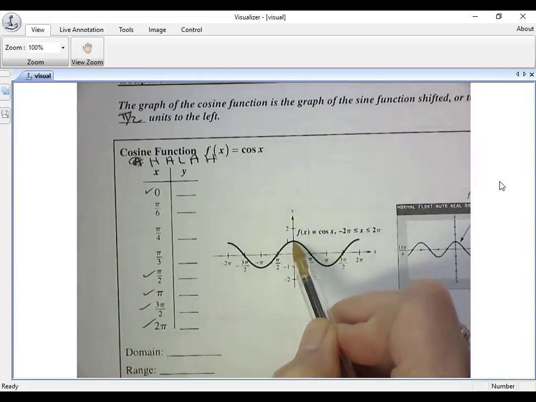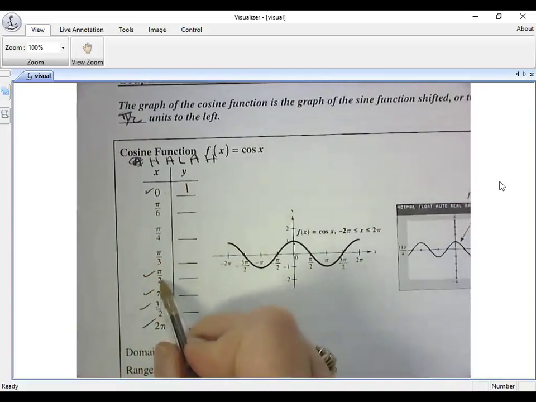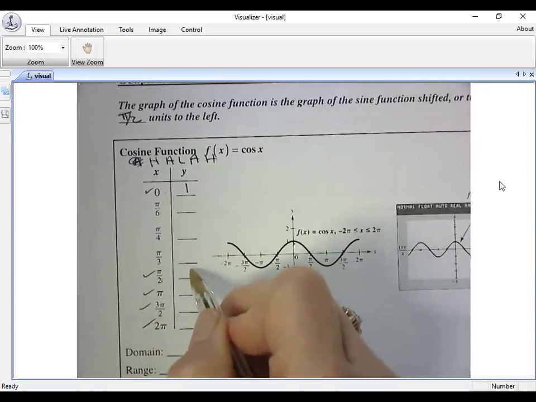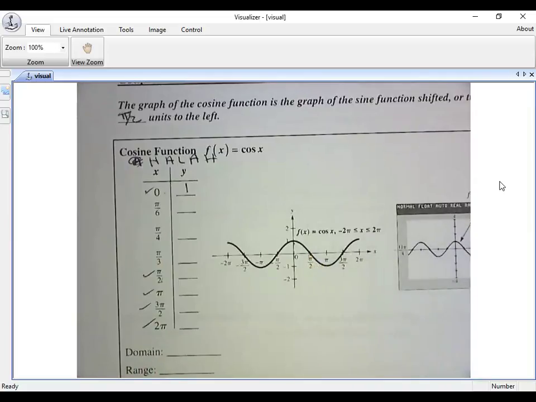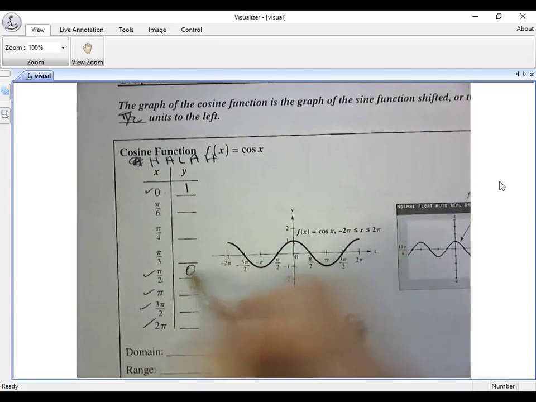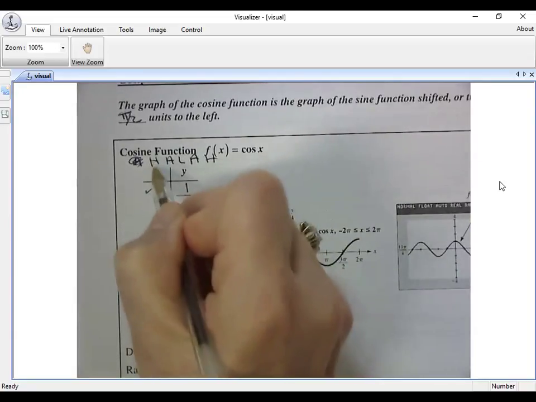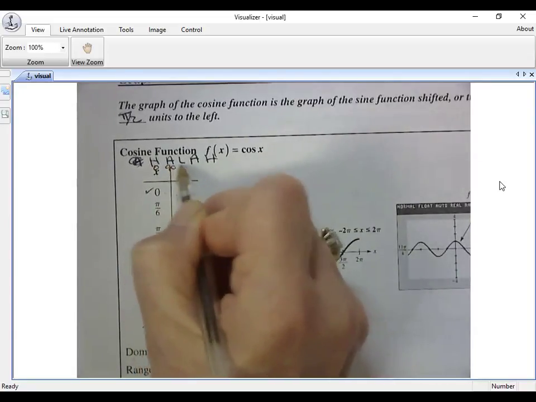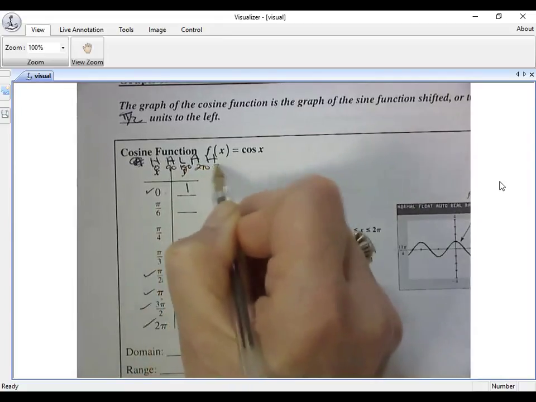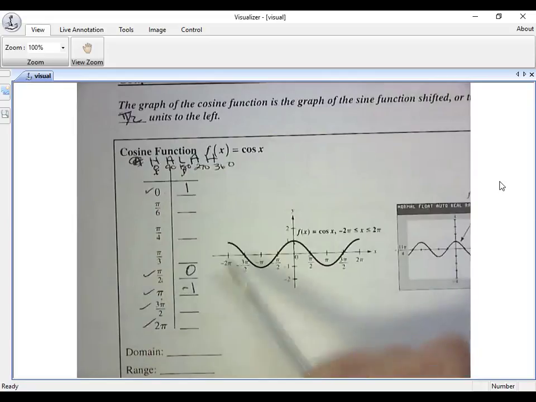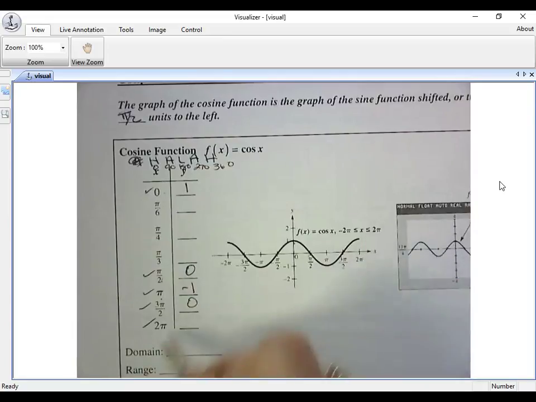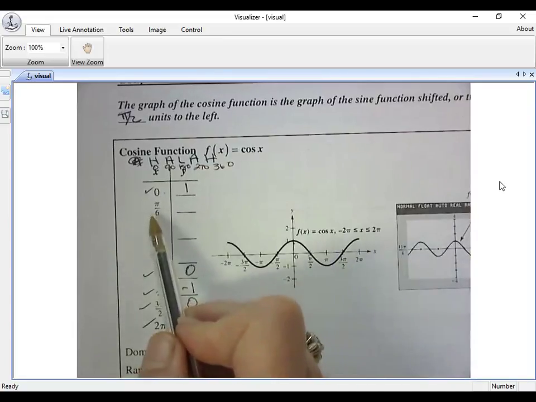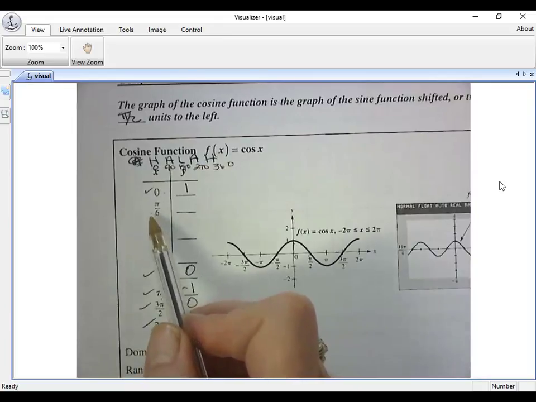What was the output? 1. The cosine is 1. If we're at pi over 2, the output is 0. The cosine of 90 degrees, or the cosine of pi over 2, we're back at the axis, so that's 0. What's the cosine of pi? -1, because that was 0, 90, 180, 270, and 360. If we're looking at it in degrees, this is what it looks like in radians. 3 pi over 2, we're back at the axis, so that's 0, and 2 pi, we end on a high note, right?